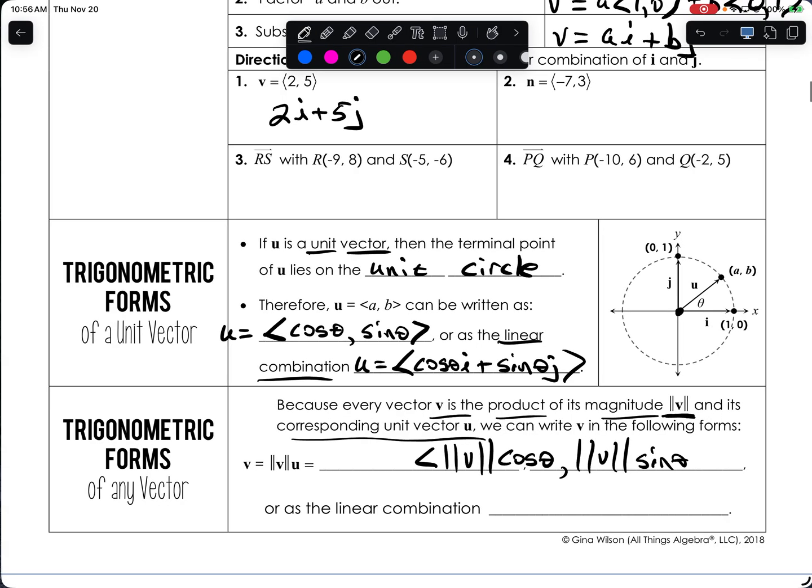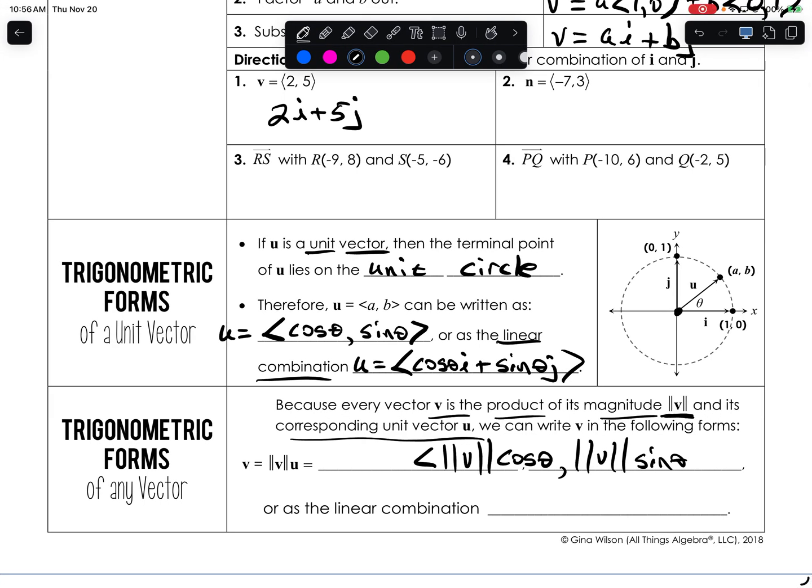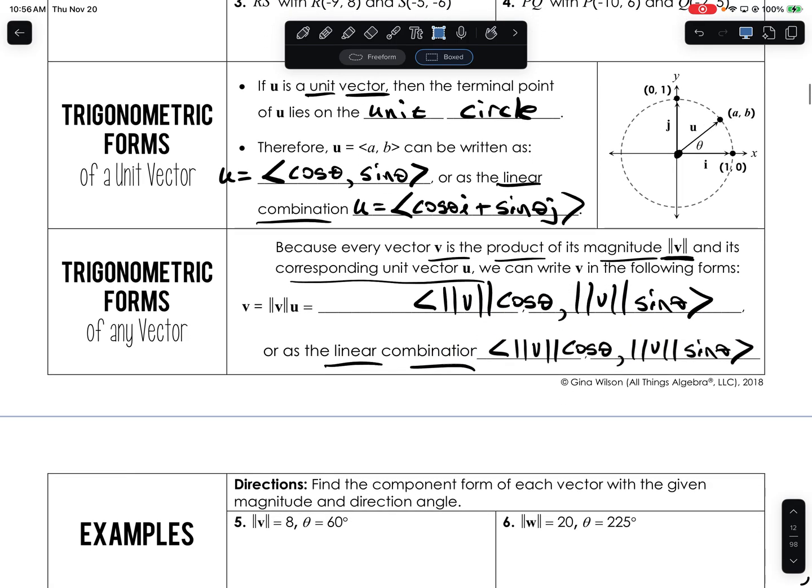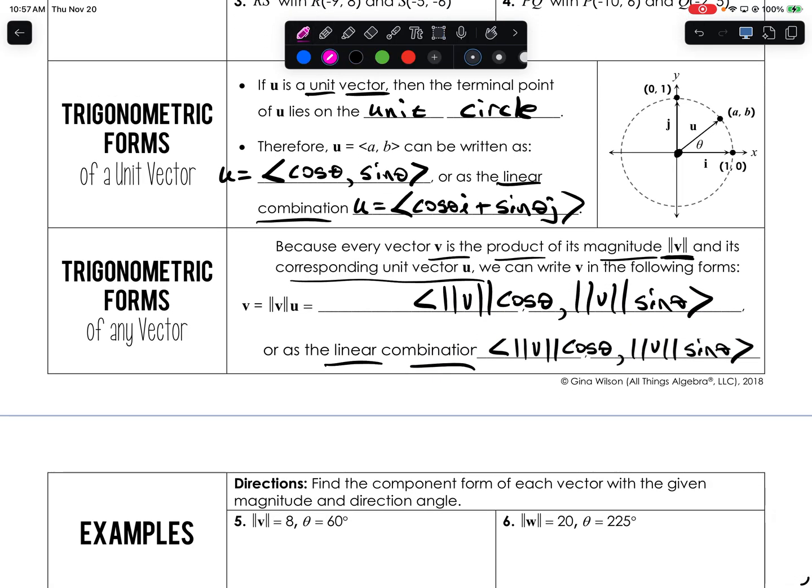Because you just look at that and you're like, thanks. That's not helpful. At least that's how I think about it. And then if I write it as a linear combination, all I have to do is take this, write it again down here, and then all I'm going to do is add my i and add my j at the end, and then it's a linear combination. Okay?